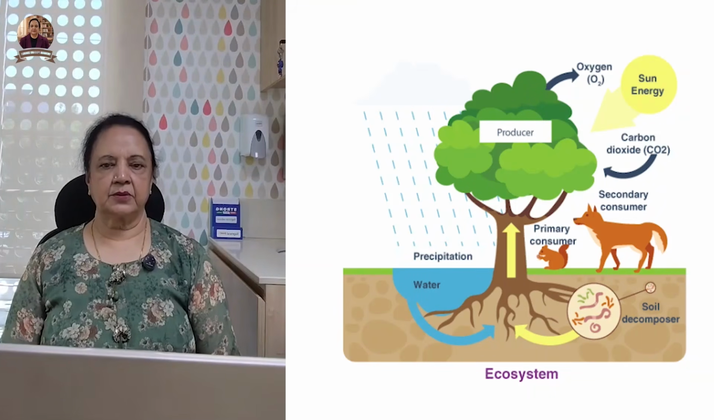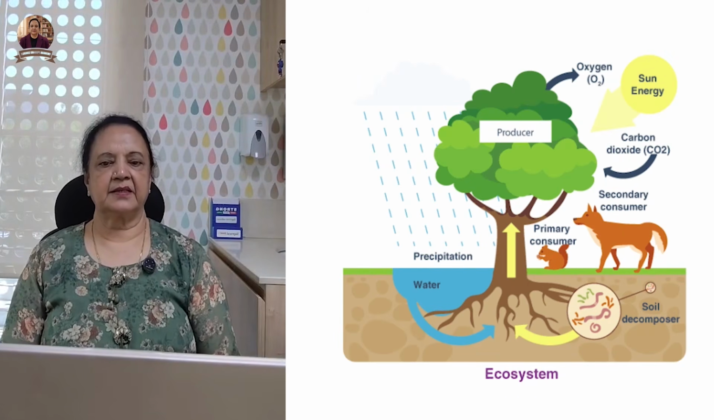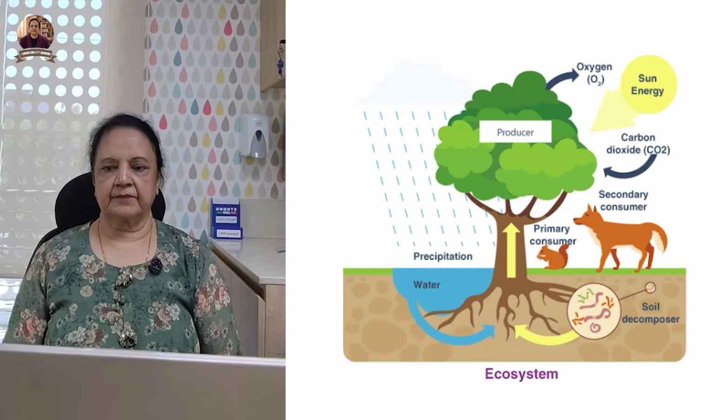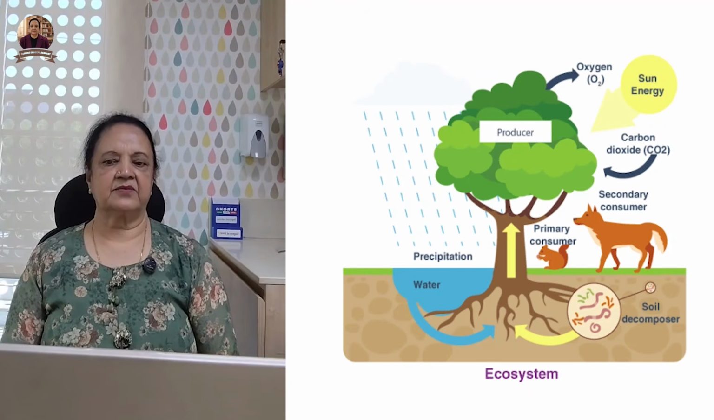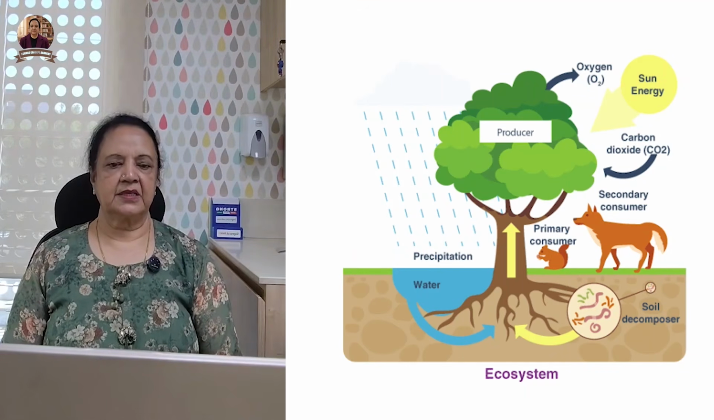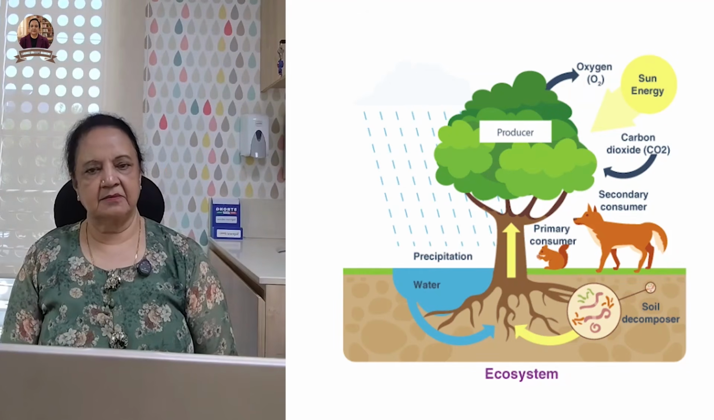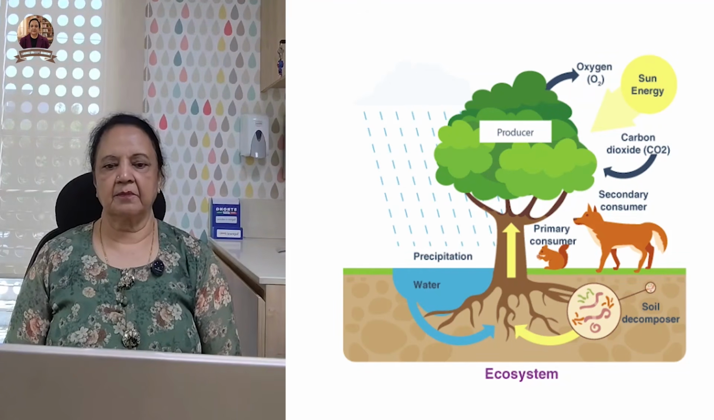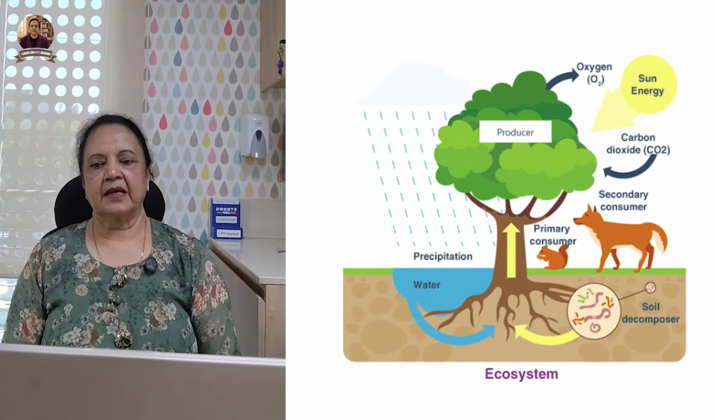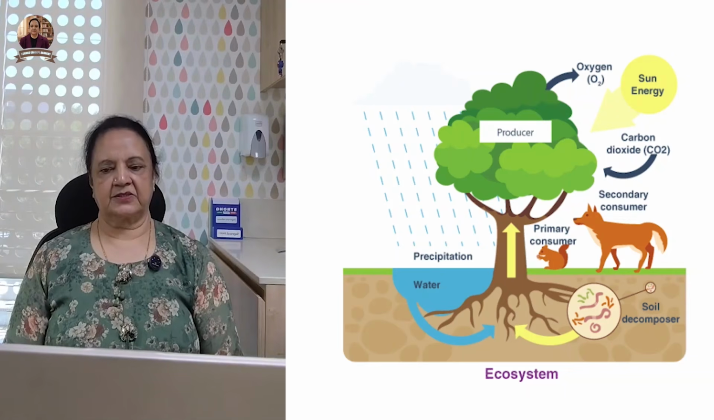Chapter 12, Ecosystem. Question 1. Define ecosystem. Explain its biotic and abiotic components. An ecosystem is a functional unit of nature where living organisms, the biotic community, interact among themselves and with their non-living abiotic physical and chemical environment. It can be of any size, from a small pond to a large forest.